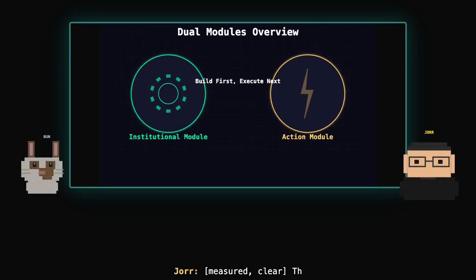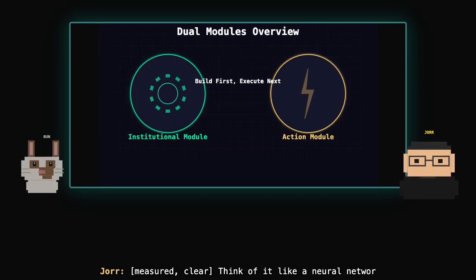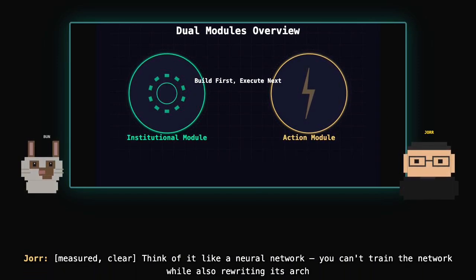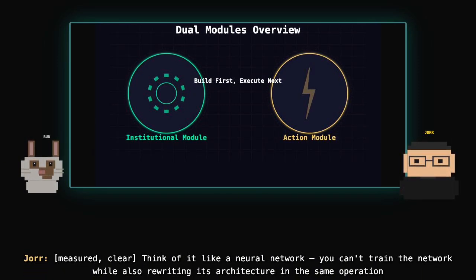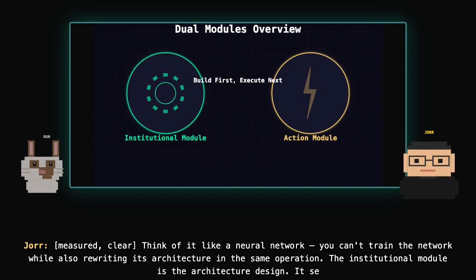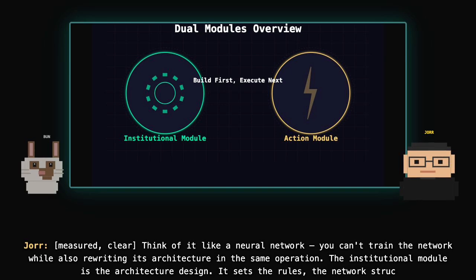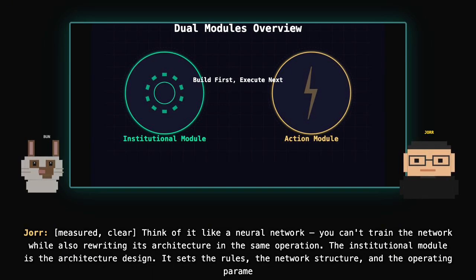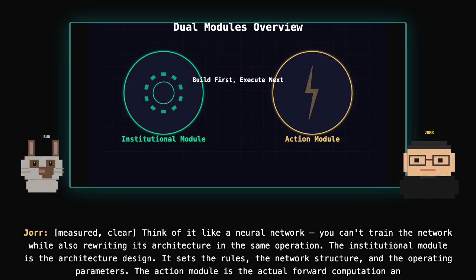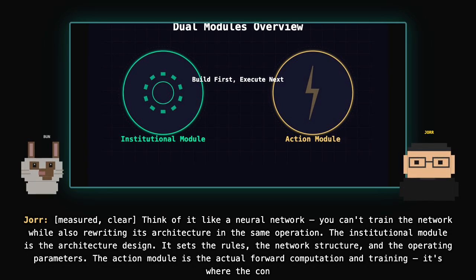Think of it like a neural network. You can't train the network while also rewriting its architecture in the same operation. The institutional module is the architecture design. It sets the rules, the network structure, and the operating parameters. The action module is the actual forward computation and training. It's where the consortium interacts with the external world.